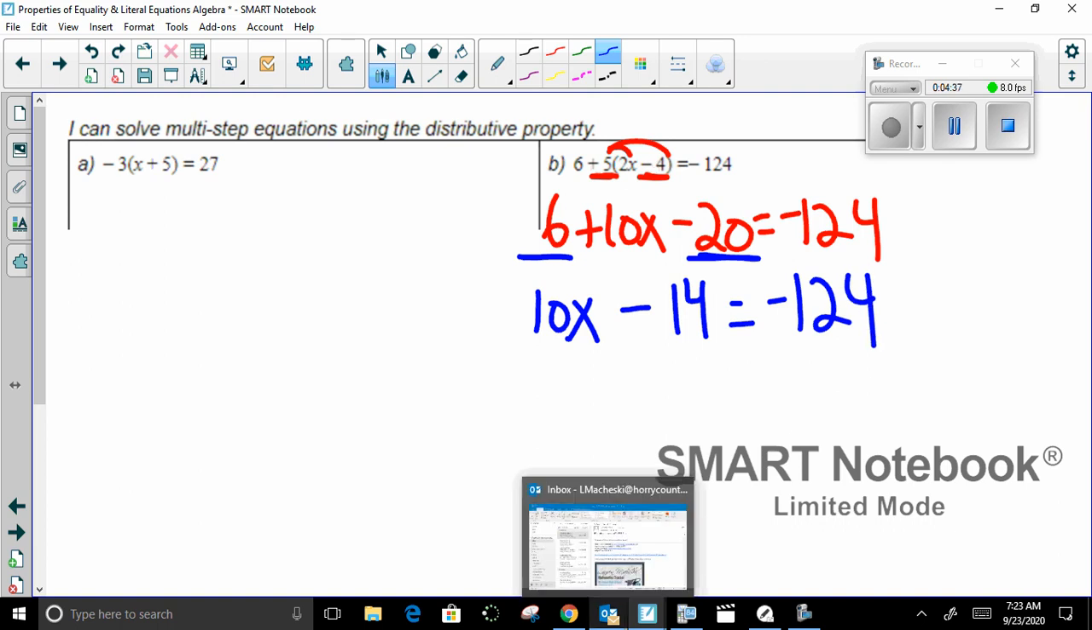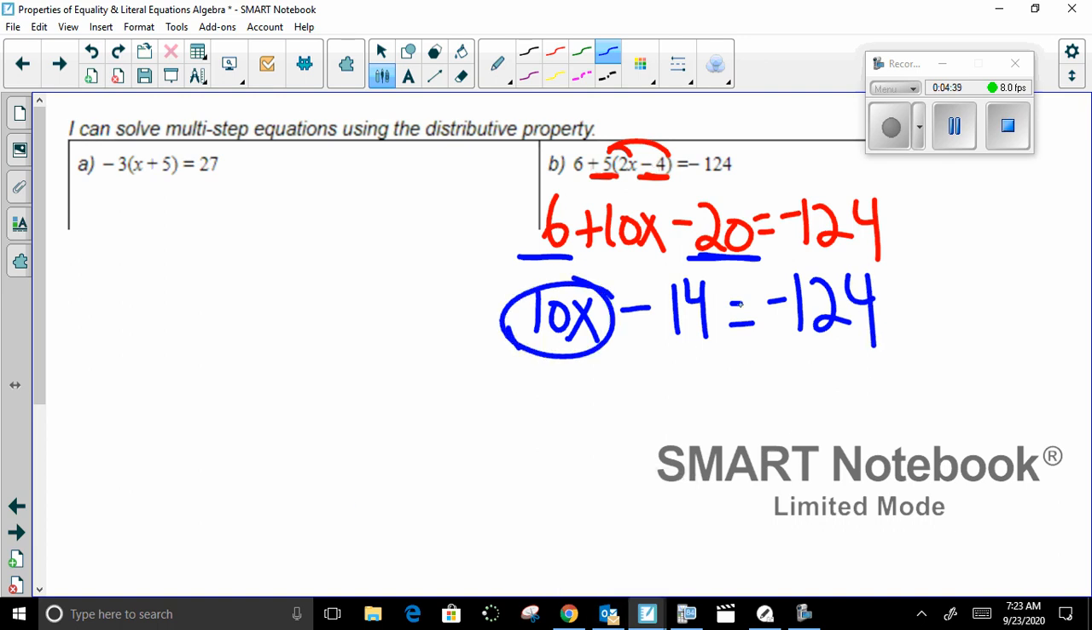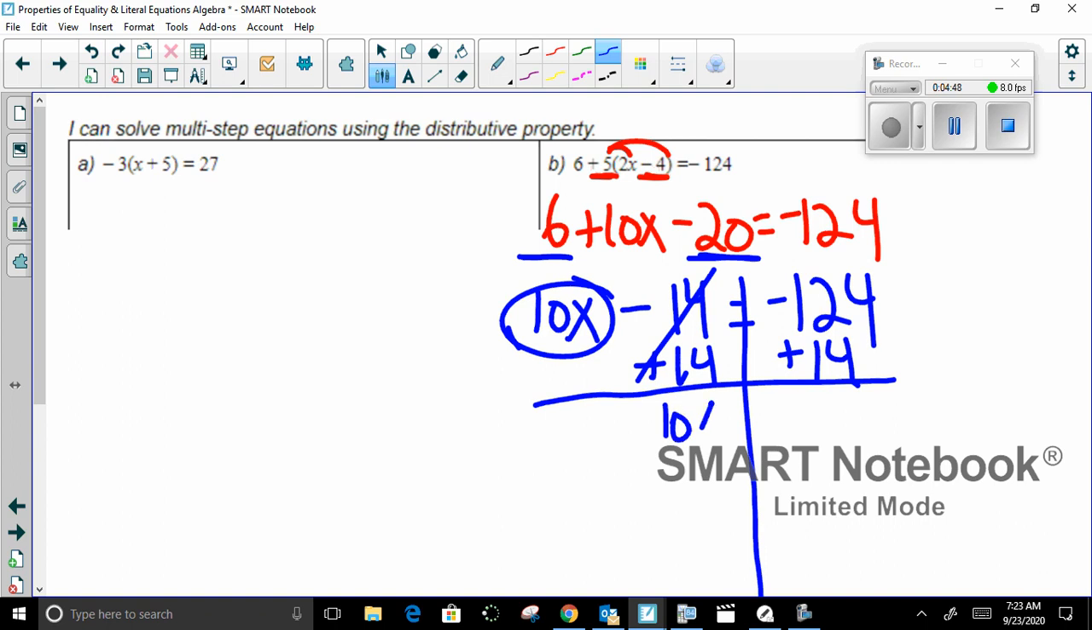And again, I can't touch my 10x until I get rid of my minus 14. Opposite of minus 14, or the inverse, is plus 14. So 10x equals negative 110? Divide by 10. So x is what? Negative 11?